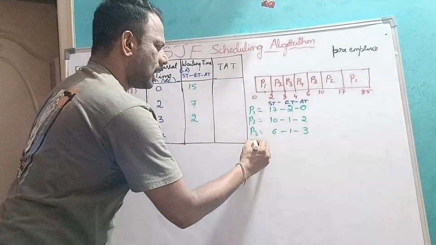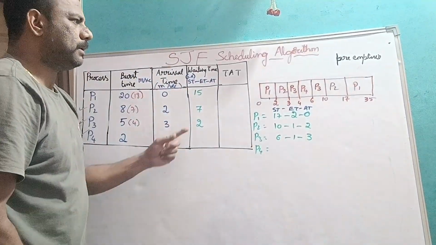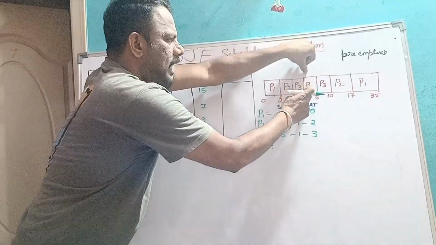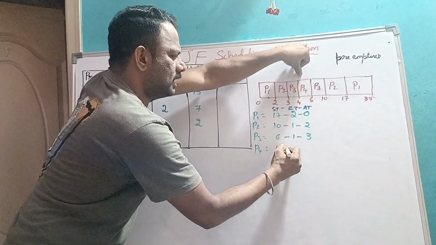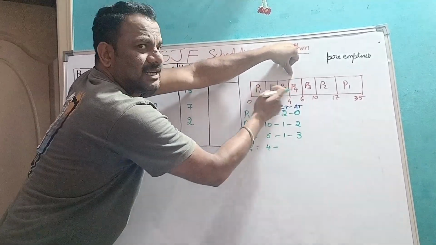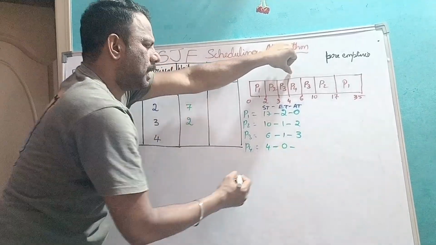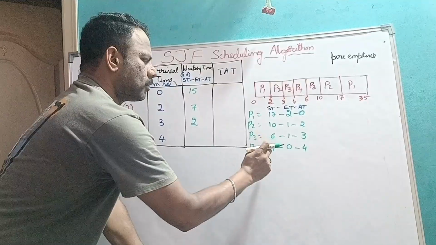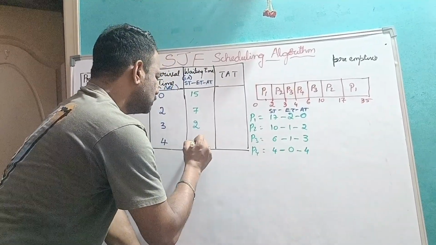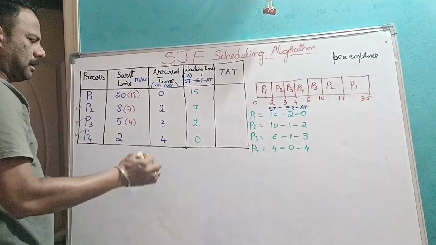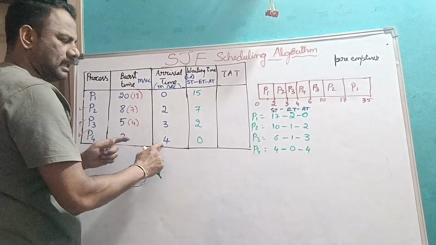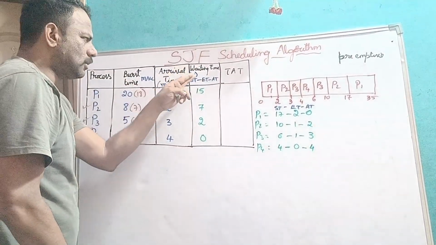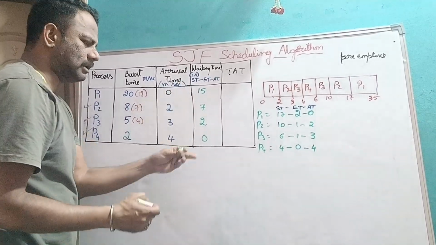Similarly, the last process, P4. P4 has only one occurrence. Its start time is 4. It did not execute previously, so 4 minus 0, minus its arrival at the 4th millisecond: 4 minus 4 is 0 milliseconds waited. That means P4 arrives at the 4th millisecond and executes at the 4th millisecond. It doesn't wait. This is how to calculate the waiting time of each individual process.